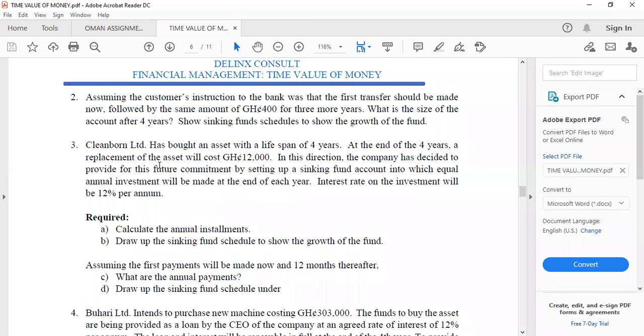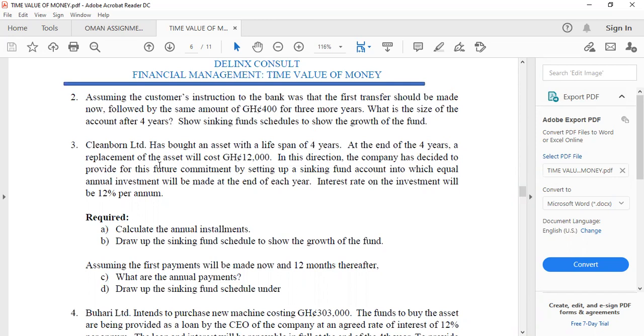So the 12,000 over here, is it the amount that we are going to be contributing at the end of every year, or is it the future value? That is the future value. So what we have to do is calculate the amount that we will be putting in the investment at the end of every year, isn't it?